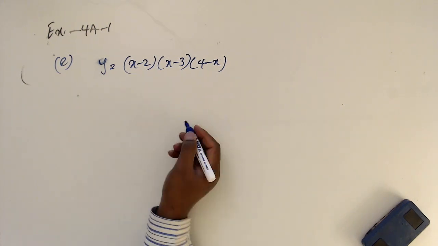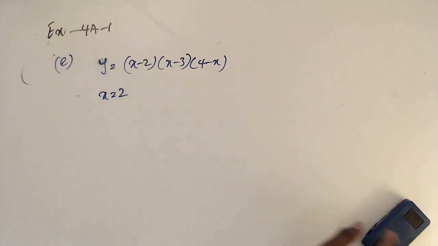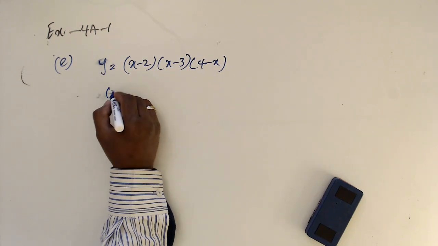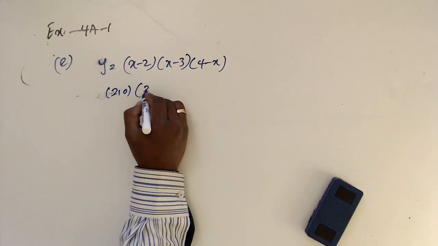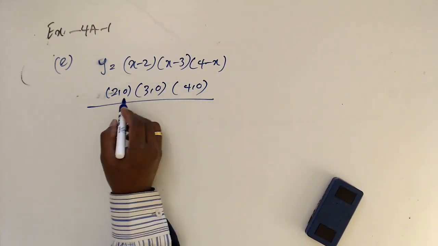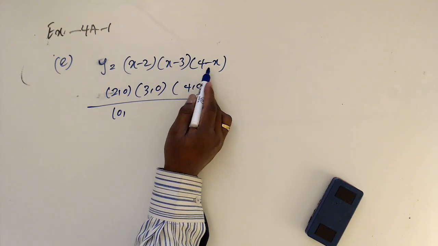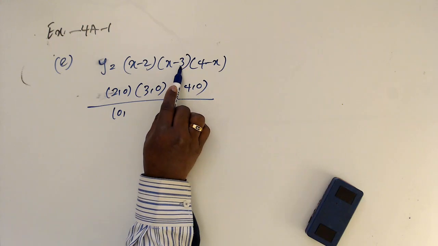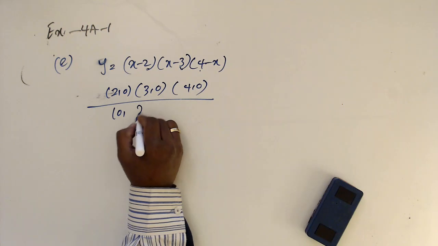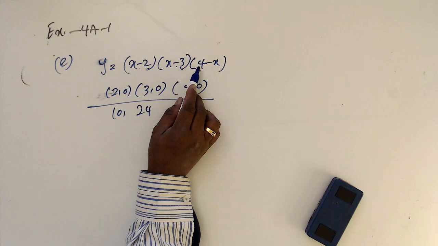Part A: roots x equals 2, 0, 3, 0, 4, 0. When x equals 0, y equals 2 times 3, 6, 6 times 4, 24. Minus times minus is plus, plus times plus is plus.